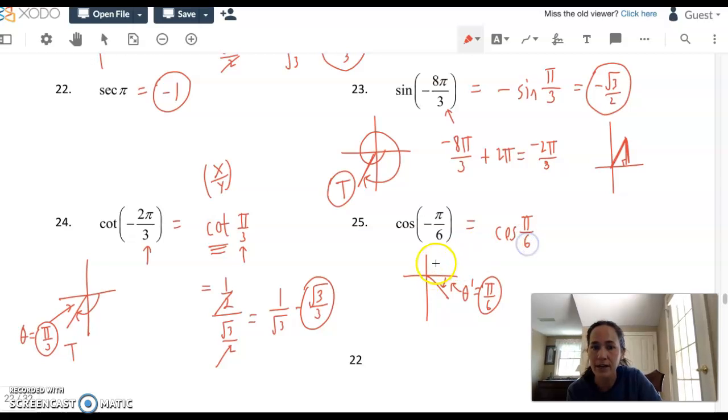Do I need a negative sign? ASTC doesn't look like it. Cosine stays positive in that quadrant, the x value for pi over 6. And we'll just finish it off with a square root of 3 over 2.